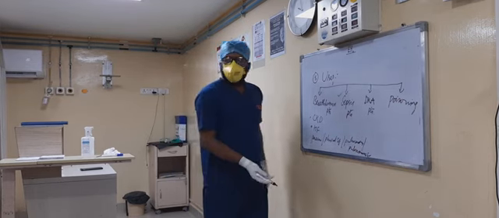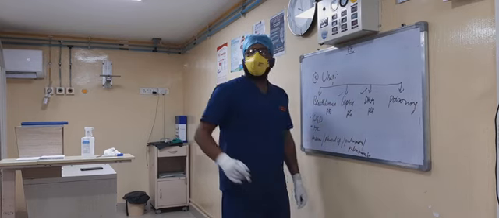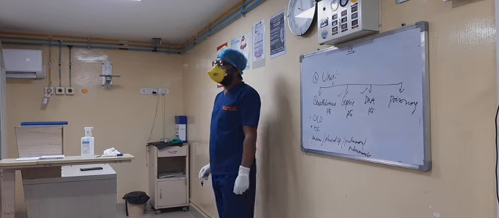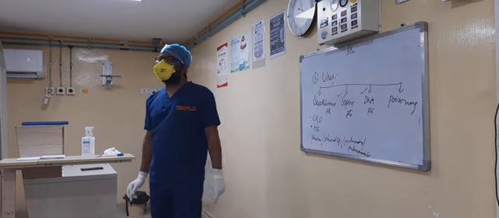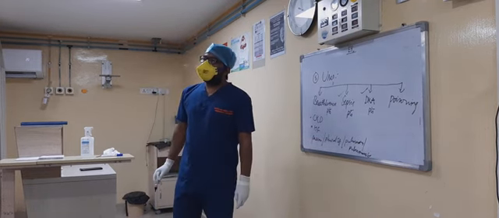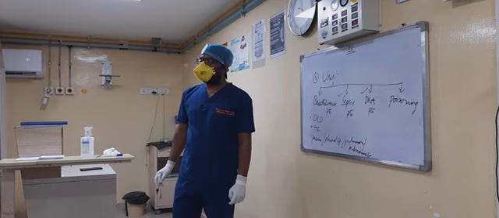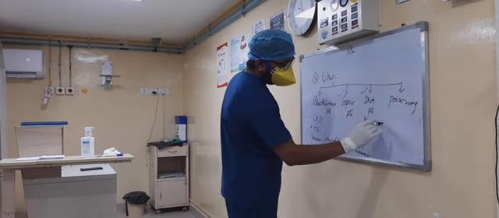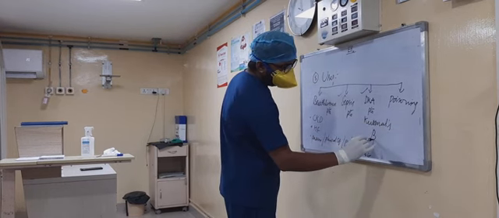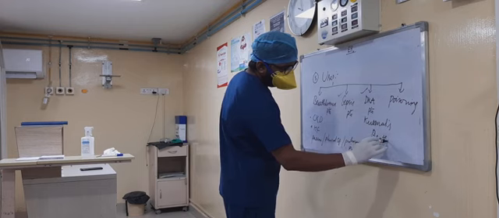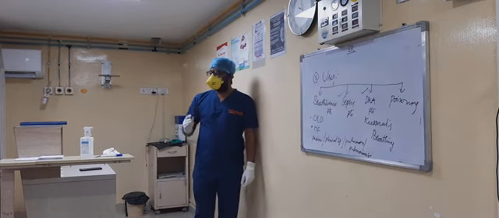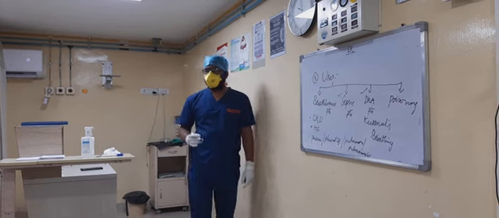Okay? So DKA. What is DKA? Diabetic ketoacidosis. The sugars will be high and the patient will be breathing very badly. What is the breathing pattern in DKA? It is called Kussmaul breathing. Kussmaul breathing. Okay? There will be a step ladder breathing pattern.